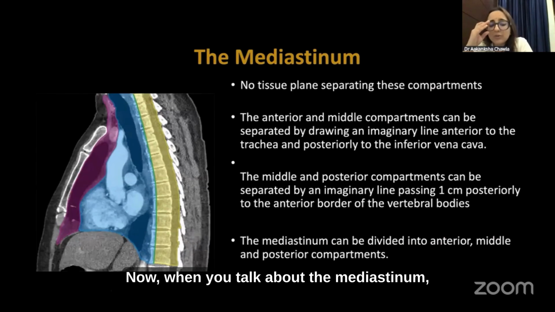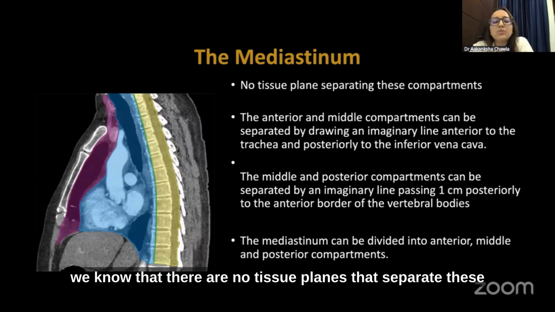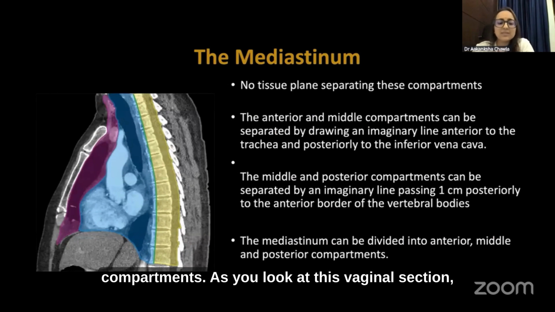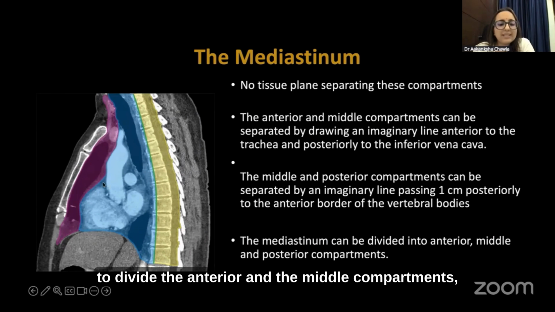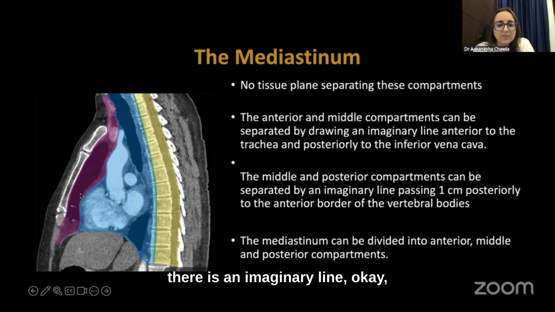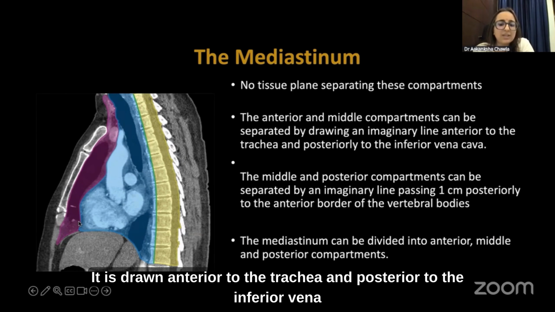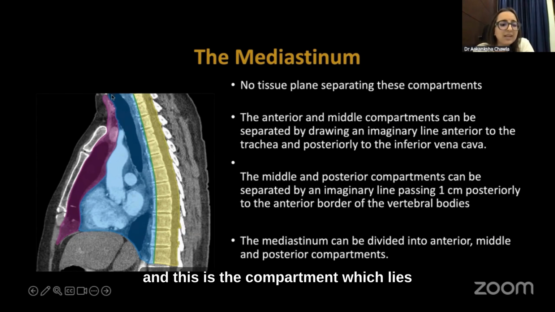Now, when you talk about the mediastinum, we know that there are no tissue planes that separate these compartments. As you look at this sagittal section, to divide the anterior and the middle compartments, there is an imaginary line drawn anterior to the trachea. This is the trachea. It is drawn anterior to the trachea and posterior to the inferior vena cava. And this is the compartment which lies just behind the sternum.